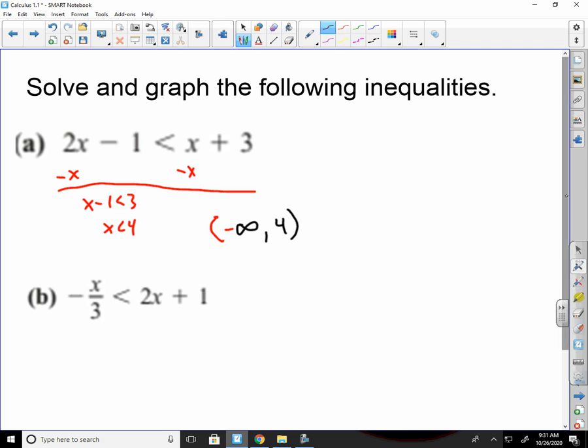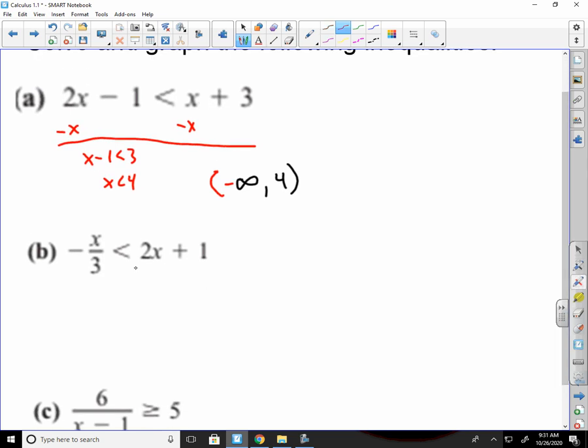Part B, this one's a little bit different. We're going to have to subtract the 2x over.